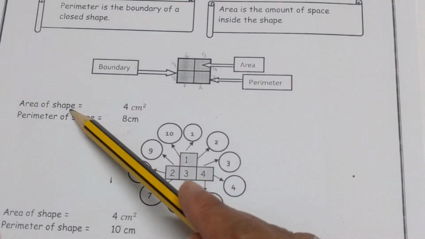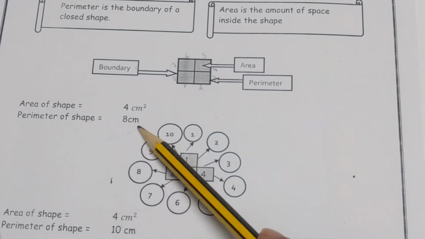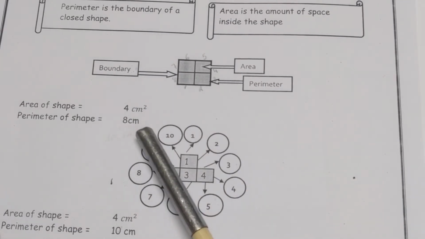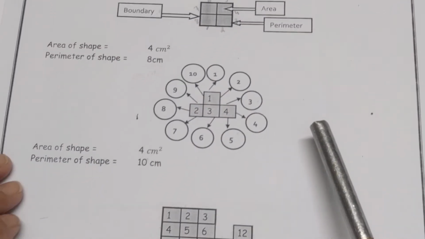The unit of the area is in square and the unit of the perimeter is not in the square. So there is a difference between the unit also. Okay. So the perimeter of the shape is 8 centimeter. Only you will count the boundary of the given shape. Come to the second example.